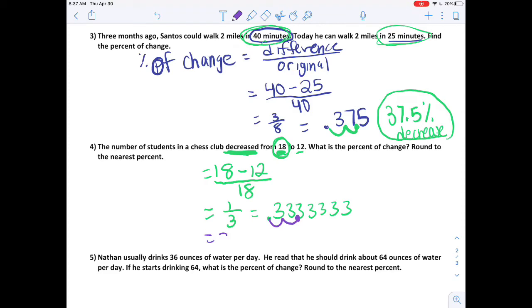to the right. And I get 33, and it says to the nearest percent. So this next number is a 3, so I don't have to round up. I keep it as 33%. And luckily they told us it was a decrease, so I'm going to write decrease.